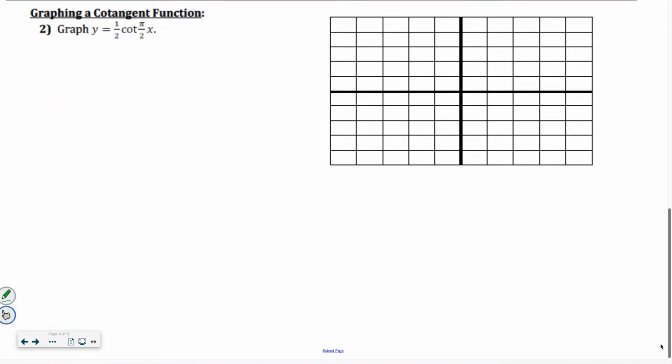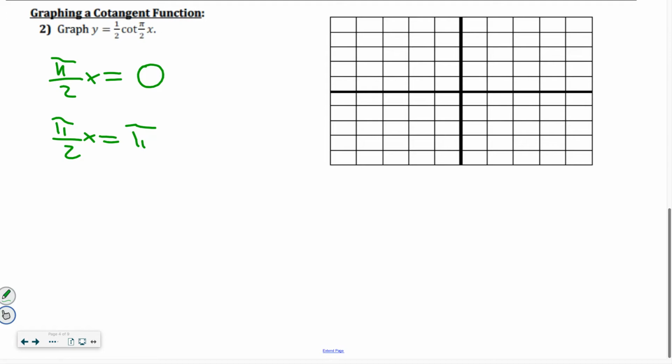So if I'm trying to figure out where my asymptotes are now, what do you think I do? That formula, pi over 2x. Pi over 2x equals what? It's actually going to be 0 on this one because it's cotan. And pi over 2x equals pi, because it's cotan.